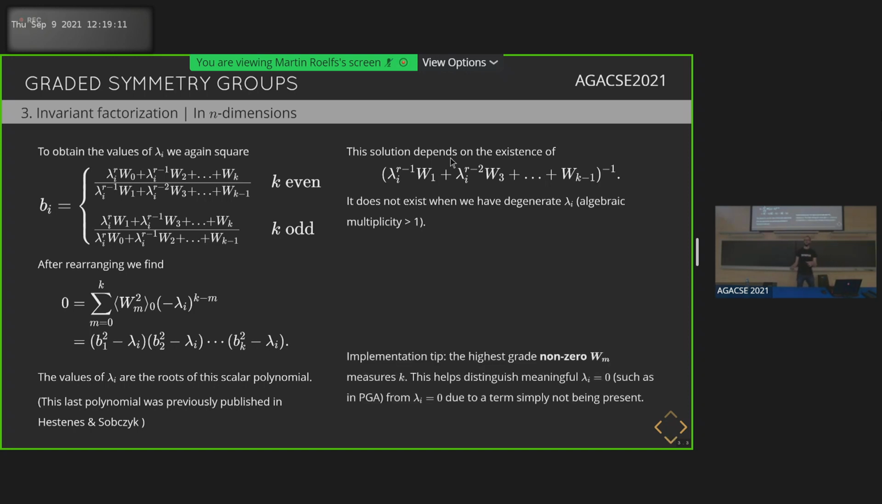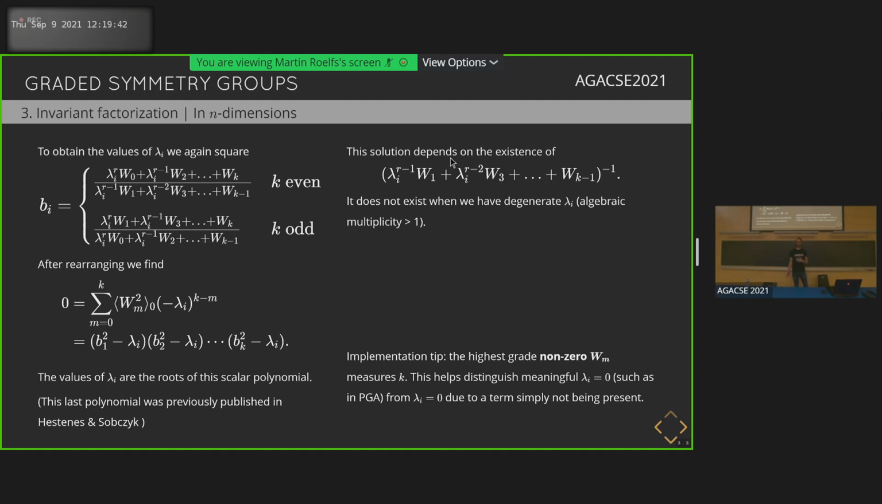I would also just like to give, as an implementation tip, how do you determine when to stop? Because let's say I have a 10-dimensional space, but I only consider a quad reflection, so really I oughtn't go further than the case I showed you before, the 4D subspace. And all the other lambdas you will find will be zero, but they will be zero simply because there's no such term present. But you can also have a zero which is meaningful, like the one we have in 3D PGA. Sometimes the lambda zero actually corresponds to a bivector.